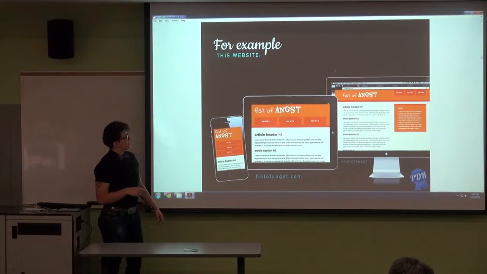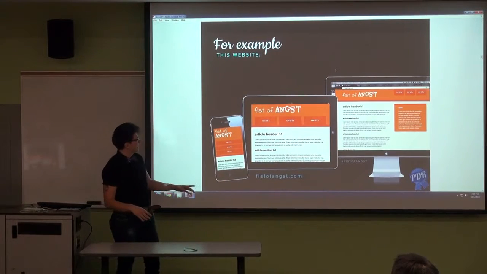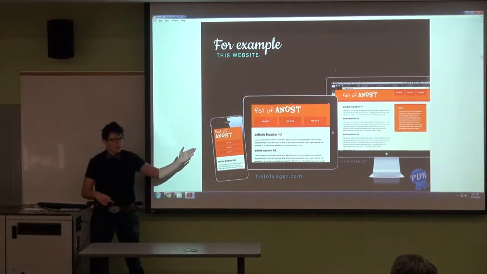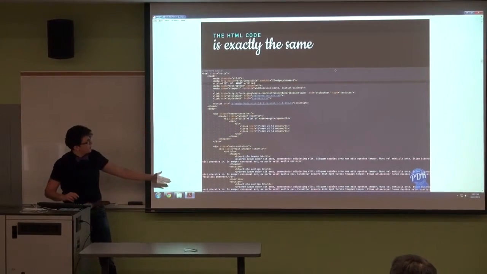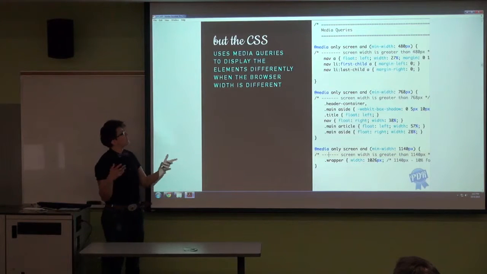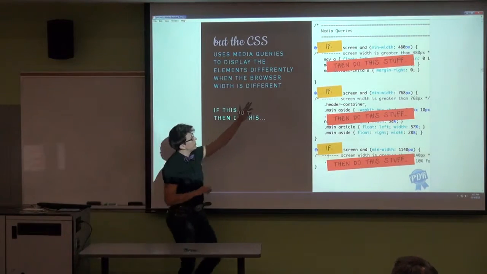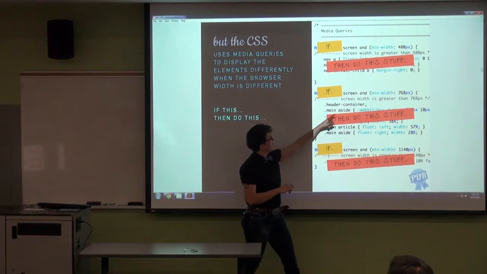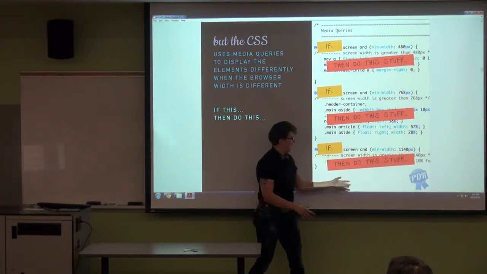This is an example. This is fistofangst.com, which is actually a domain I own. All of these are the same website, yet it has three very distinct views and layouts. The code is exactly the same, but then the magic happens in the style sheets. If this looks like jargon, don't worry about it. It's really: if the screen is larger than 280 pixels, then do this stuff. If it's larger than 768, then do this stuff. If it's even larger than that, do this other stuff.